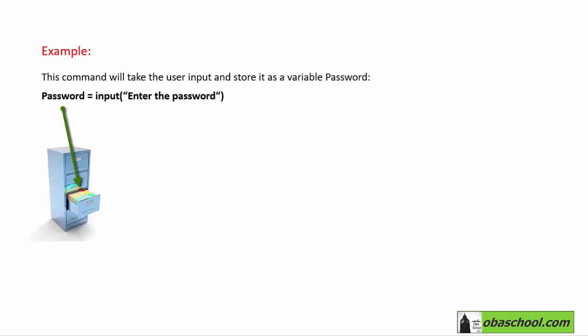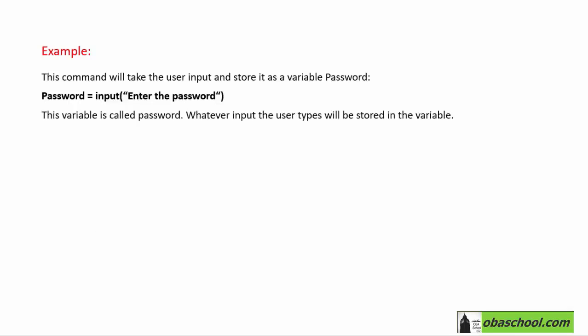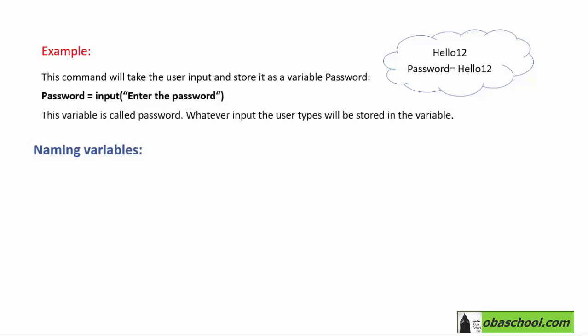That means we now saved the variable inside the memory and we called it password. So this variable is called password, and whatever input the user types will be stored in the variable. For example, if the user inputs hello12, that means that is the password hello12 and it is stored in the variable. Now let's talk about naming variables because that is very important.